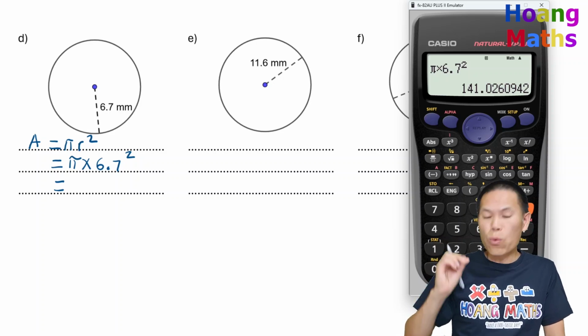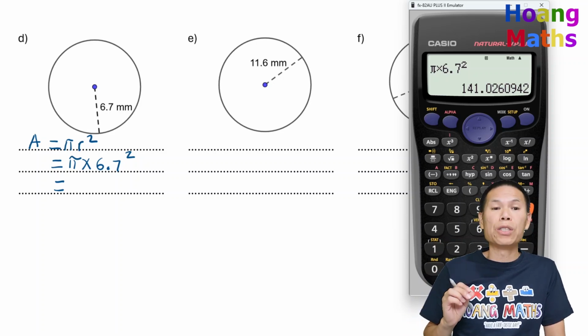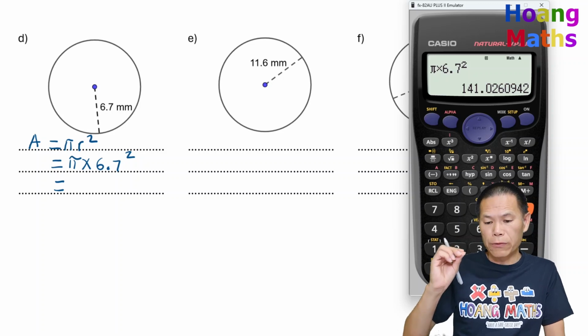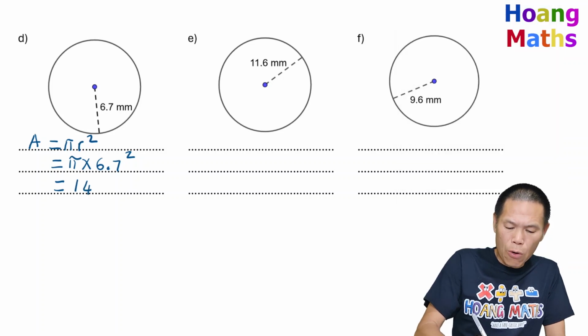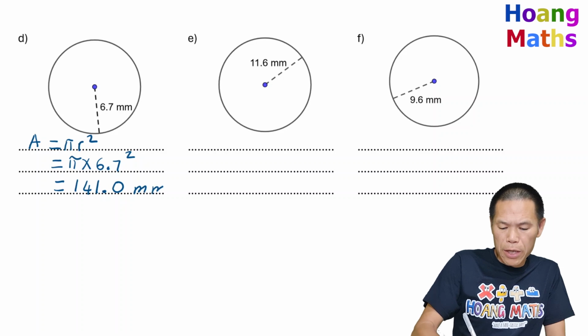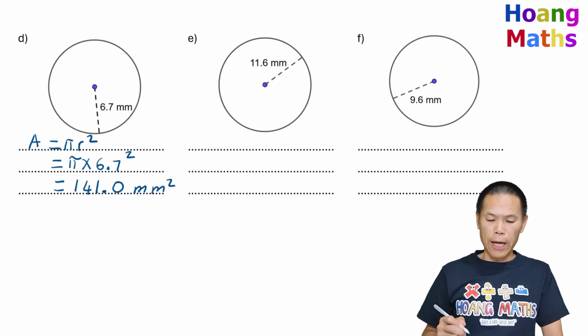So correct to one decimal place, the number after 0 is 2, so less than 5. So the answer should be 141.0 square millimeters. And don't forget the units, okay?